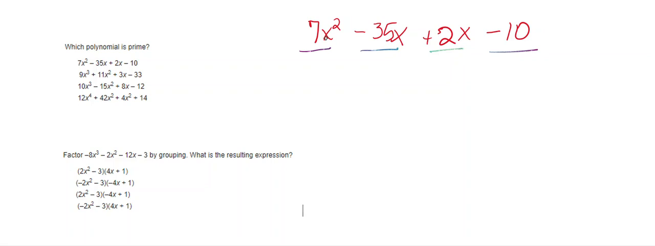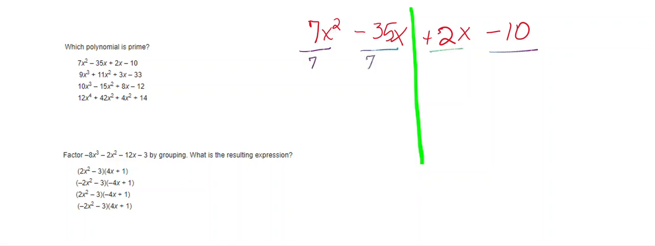Notice we have the highest degree first, and then in order from the highest degree, which is the second degree, the exponent, in order down 2, 1, 1, 0. So we want to have it in standard form. We're going to separate our four terms into two groups of 2, and we are going to factor out the greatest common factor. So 7 and 35 are both divisible by 7.